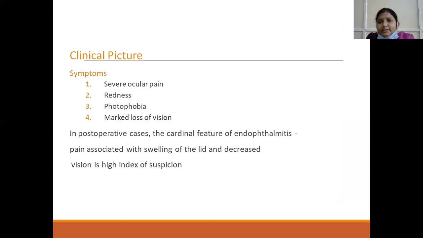So what are the clinical manifestations? The main symptoms are pain, redness, watering, photophobia along with diminished vision. So in post-op cases, the patient comes with pain along with swelling of the lid and decreased vision. If all these three symptoms are present, then we must have a diagnosis of endophthalmitis in our mind.